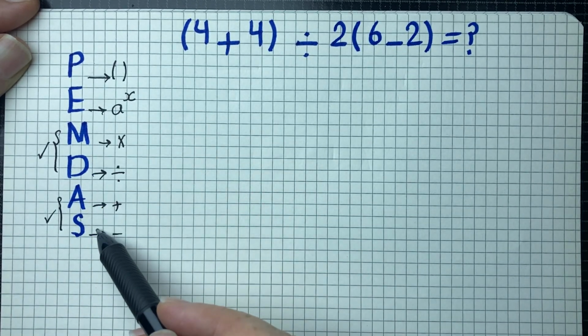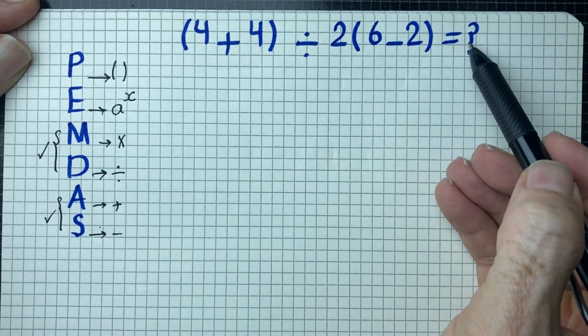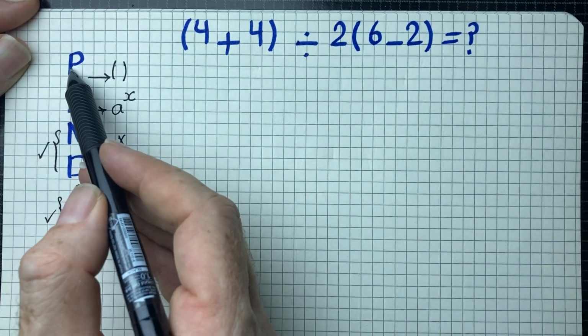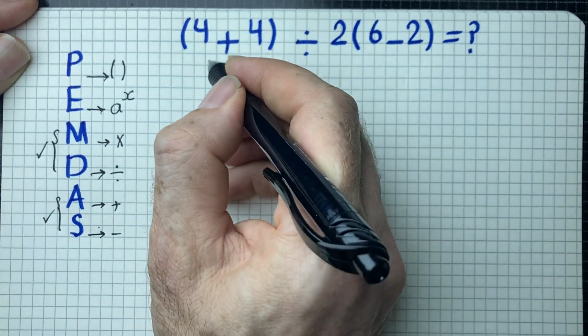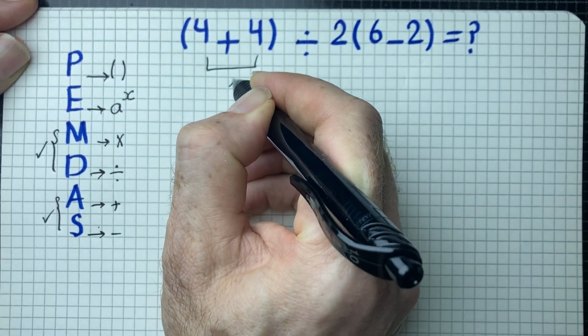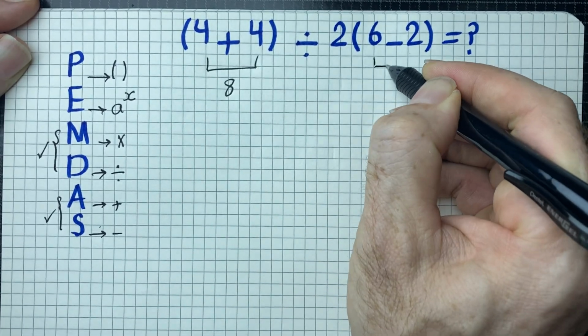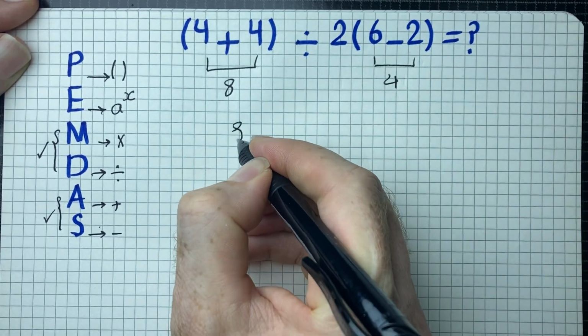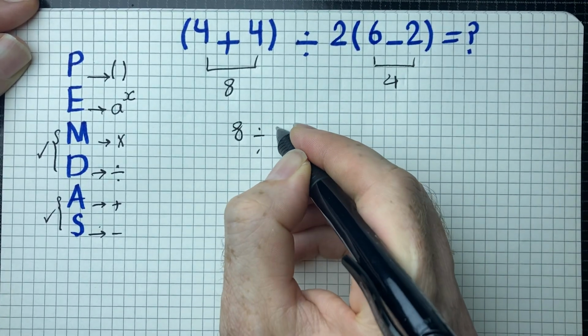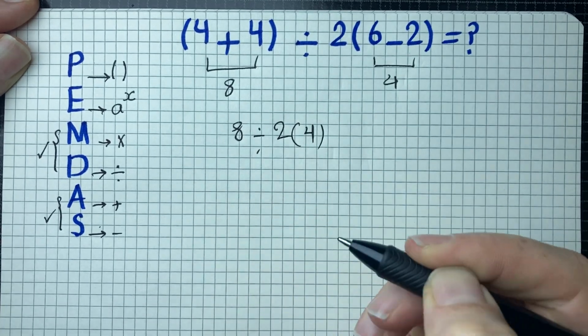Now we are going to follow this PEMDAS to solve this question one more time. First, parentheses. So I do the operation inside the parentheses. This 4 plus 4 gives us 8. This 6 minus 2 gives us 4. So it is going to be 8 divided by 2 times 4.